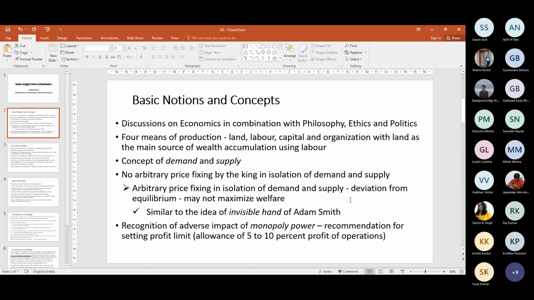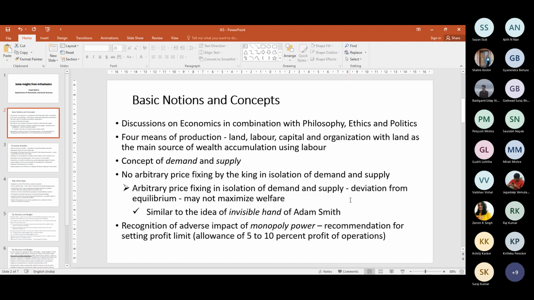So basically the conflict between the two sets of agents, the producers and the consumers, the conflicts are resolved at this point of equilibrium. The conflicting objectives.